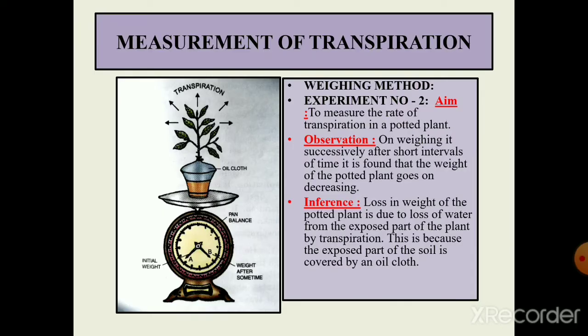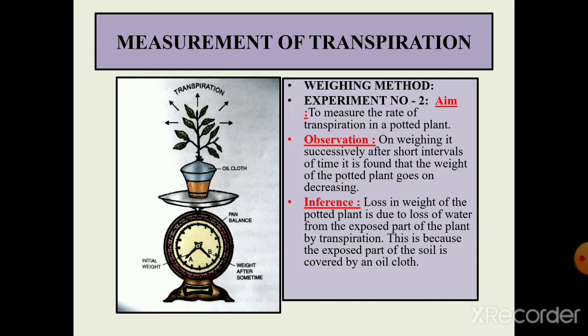Now, how do we measure transpiration? In this experiment, we will measure transpiration using a weighing method. Take a well-watered potted plant and cover the lower portion with an oil cloth. Place this on a weighing machine. What do you observe? On weighing it successively after short intervals of time, it is found that the weight of the potted plant goes on decreasing.